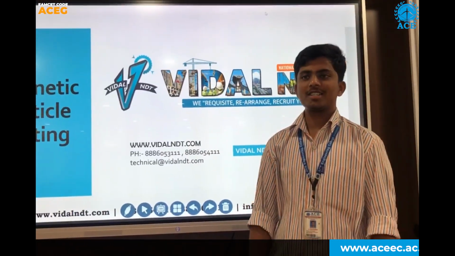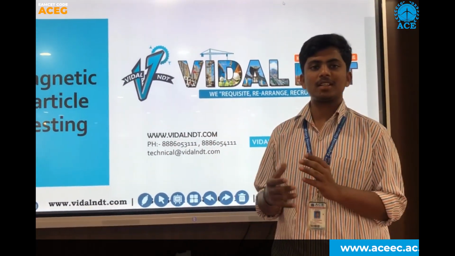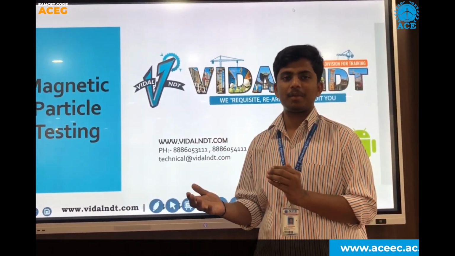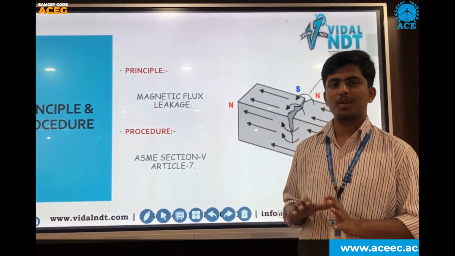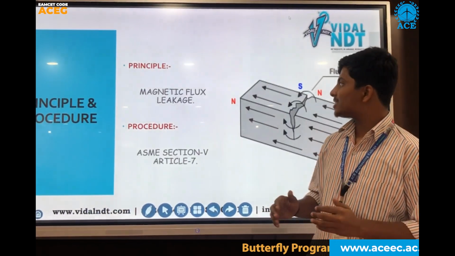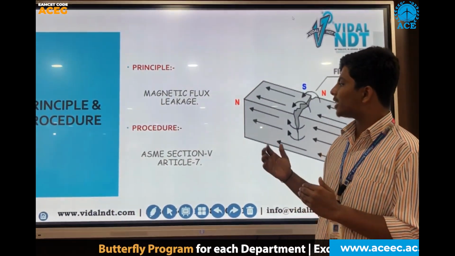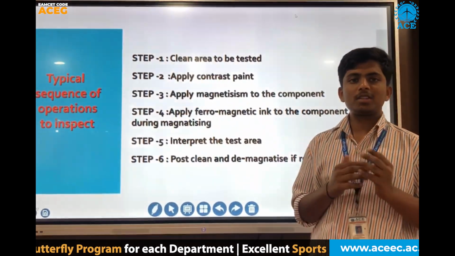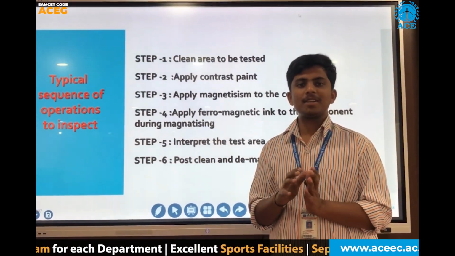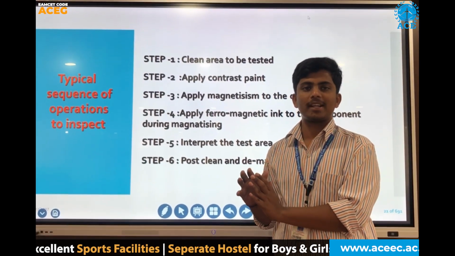As a part of non-destructive testing, we have gone through magnetic particle testing, in which we can detect subsurface defects up to 6 mm. The main principle involved in this procedure is magnetic flux leakage. Coming to the procedure, the initial step is to clean the surface area, which comes under pre-preparation. The procedure followed is ASME Section 5, Article 7, of the American Society of Mechanical Engineers.